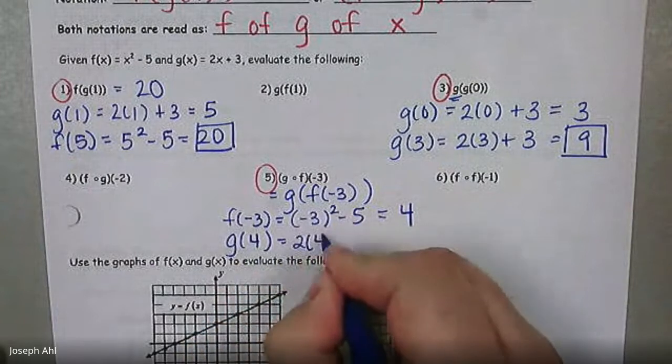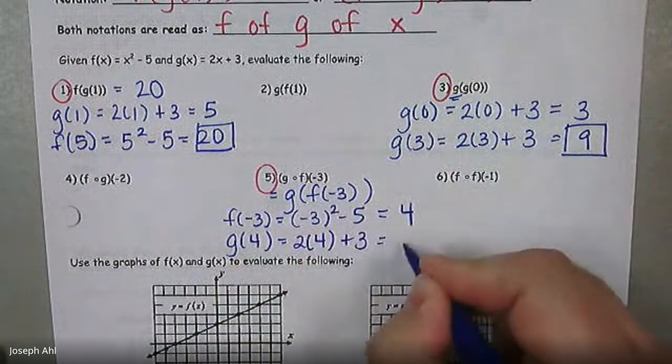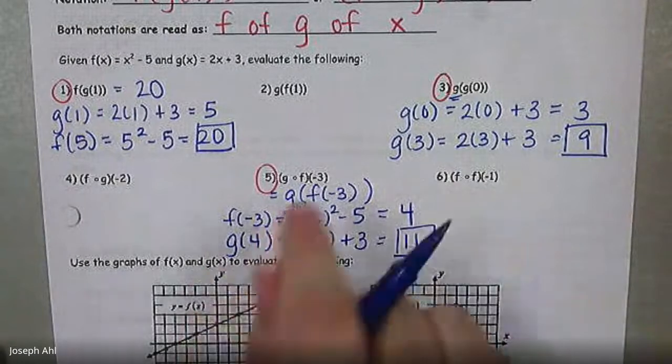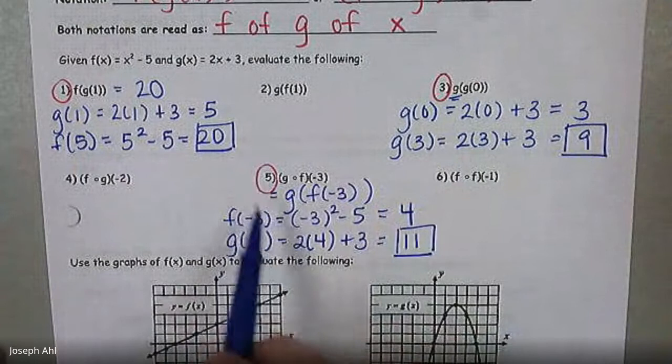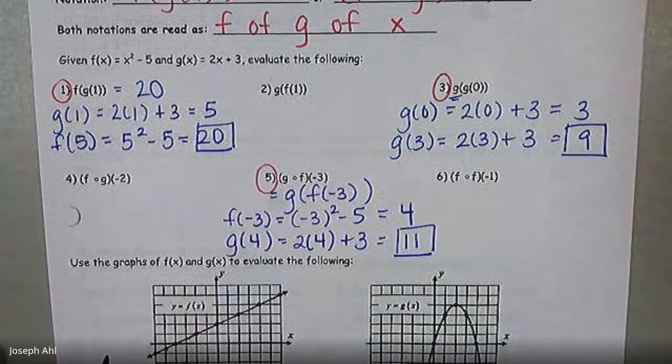2 times 4 is 8, plus 3 is 11. Okay, so just be a little bit careful about some negative inputs at times, but other than that, I think we'll be good to go when evaluating some compositions.